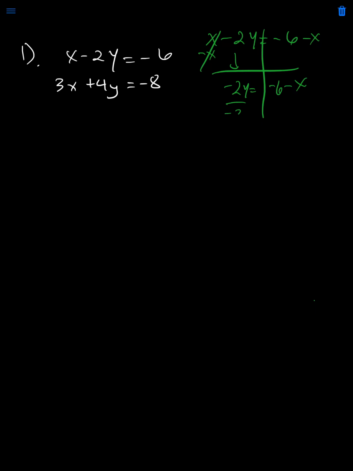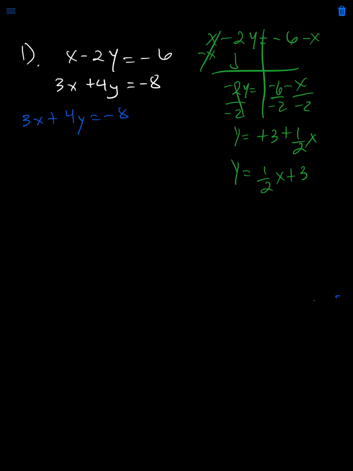I'm going to draw my line. I'm going to move the x over on both sides. So it becomes negative 2y equals negative 6 minus x. I divide both sides by negative 2. So y equals positive 3 plus 1/2 x. I can also write that as y equals 1/2 x plus 3. So that's the first one, I just rewrote it from standard form to slope form.